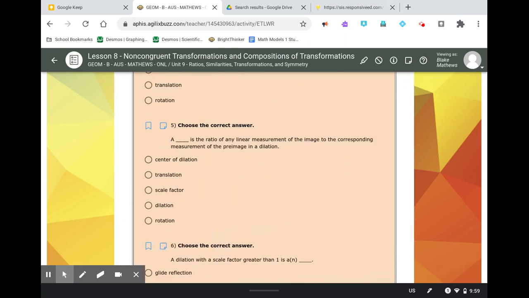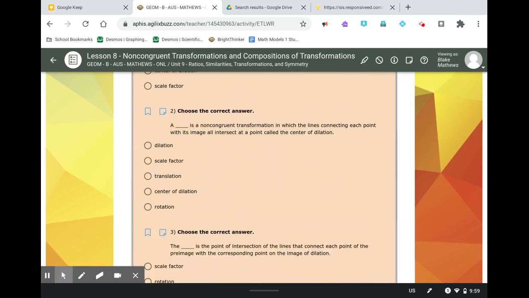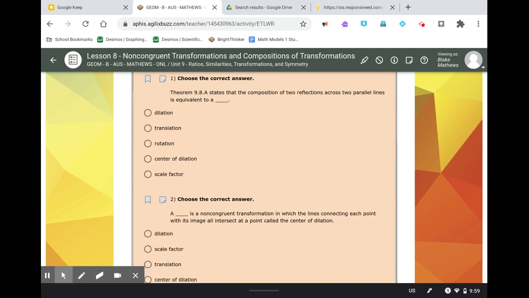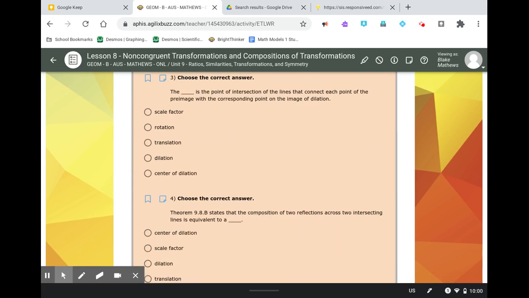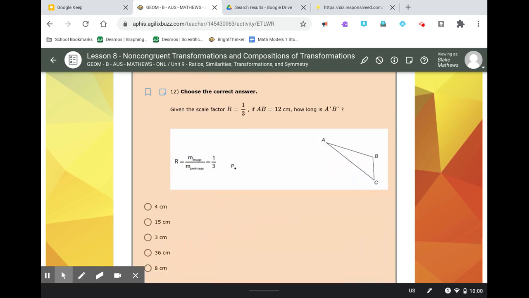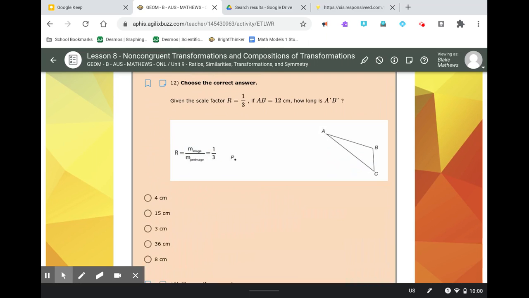First things first, you've got a bunch of vocabulary and theorems that you need to use to fill in. So you're going to have to read the section. You want to look at these different theorems to answer these questions. That's going to be numbers 1 through 11. So that's just vocab. Make sure you take care of that. Then we get to these scale factor questions. So you're going to be doing one of two things. You're going to be either taking the scale factor and multiplying it times the pre-image to get the image.